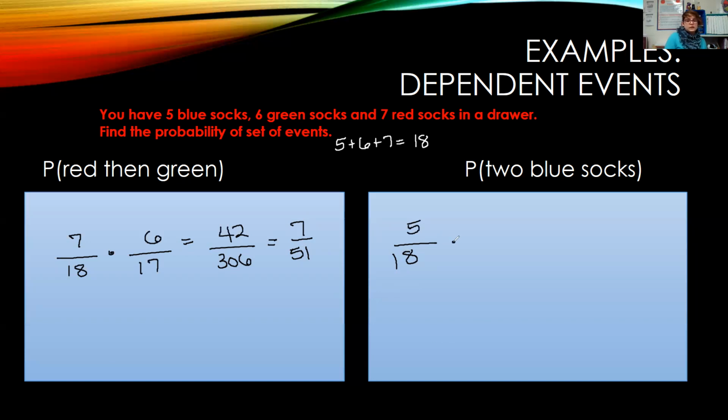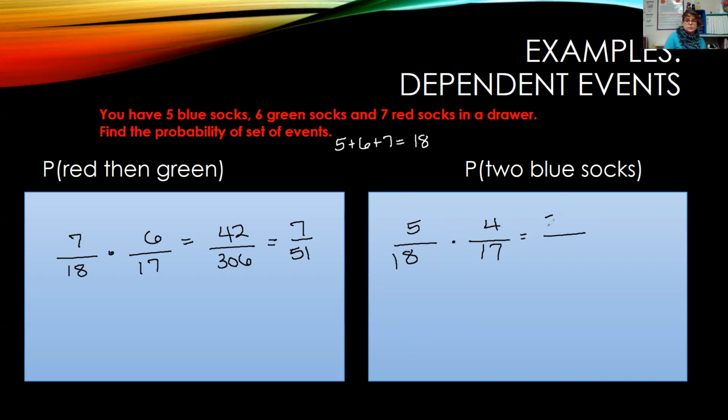So on my first event, I reached in the drawer, I grabbed out a sock, it was a blue sock. Now I'm going to reach into the drawer again. We had 18 socks in the drawer and we took one out. That gives us 17 socks in the drawer. We want a blue sock again. Well, we had 5 blue socks in the drawer, but we took one out. So now there were 5, we took one away. Now there's 4 blue socks in the drawer.